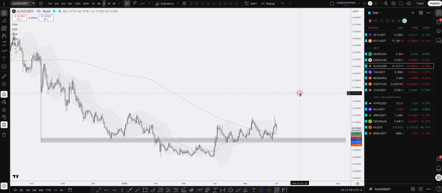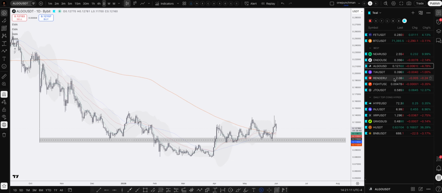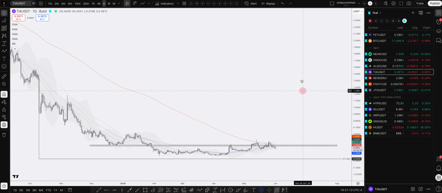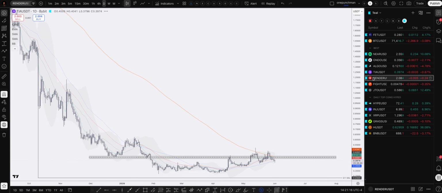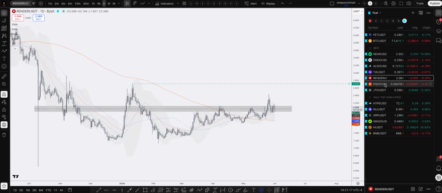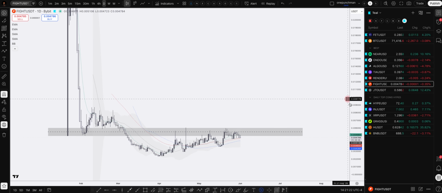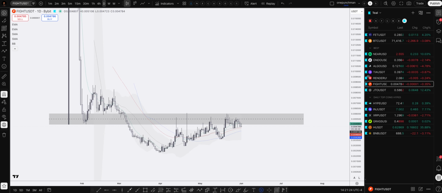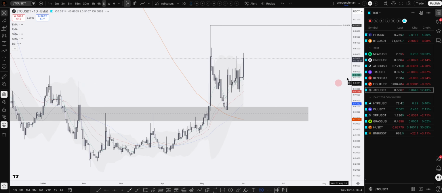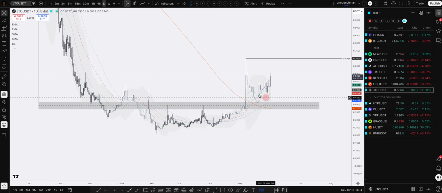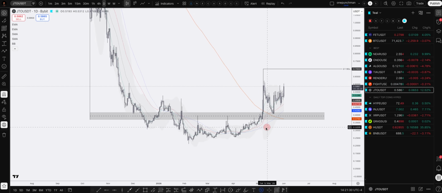Algo is another one I was looking at. Tia was on my radar. I was just looking at stuff that had volume and things like that. Render. This is like a Trump coin, I think. Fight. I think it's a Trump coin, or maybe it's just a UFC coin or something. I'm not sure. JTO was also on my list. And JTO looks a lot like Ondo does, right? Where it's broken, it's come back, it's tagged the MAs, and now it's moving up again, right?